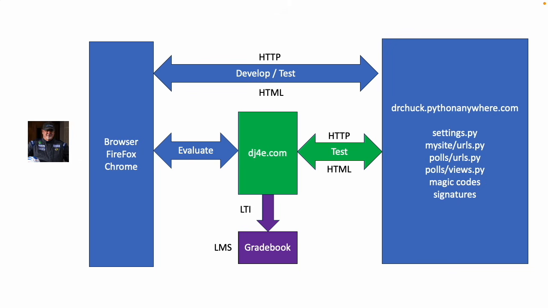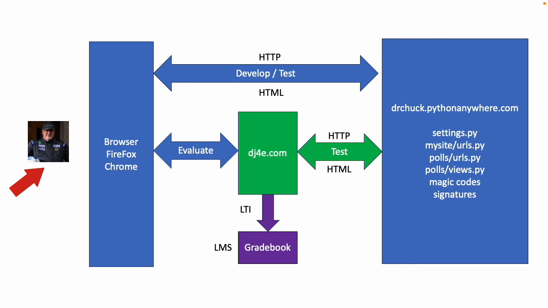So here's a block diagram of how this process works. You're developing, say, your website on drchuckanywhere.com. You're using a browser, and you're clicking on it, and you're hitting refresh, and you're getting errors, and you're fixing the errors, and reloading your application. That top process of just developing and testing is really important. Some of the Autograders or assignments will give you manual testing. And I think it's really important for you to manually test first.